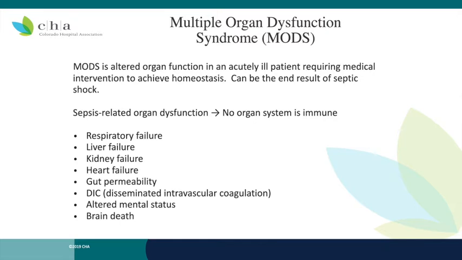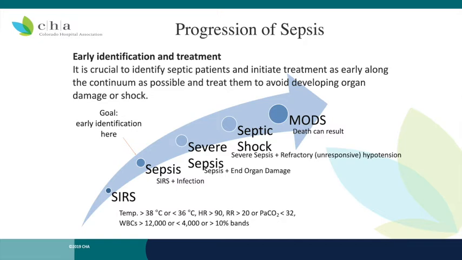We're talking respiratory failure, liver failure, kidney failure, heart failure, gut permeability. That sounds awful. DIC, disseminated intravascular coagulation. You're essentially clotting everywhere and you're bleeding out because you run out of clotting factors. You're going to have altered mental status, and ultimately all this stuff is going to lead to brain death. Once we go into multiple organ failure, it's very hard to reverse it. So that's why it's super, super important that we recognize sepsis at the earliest stage possible.